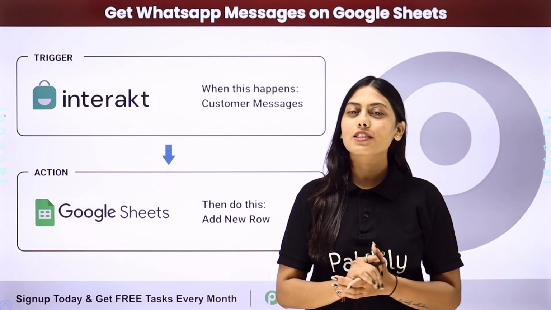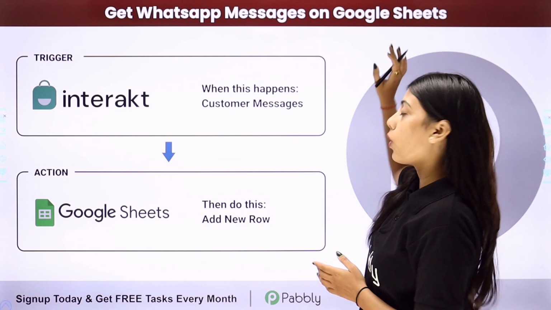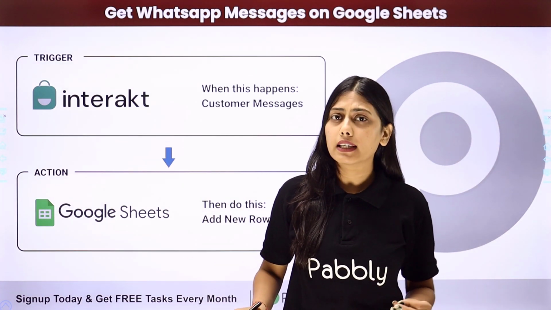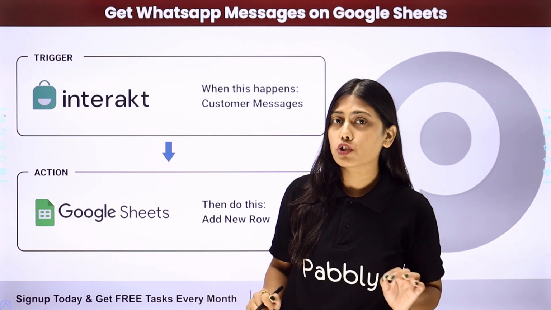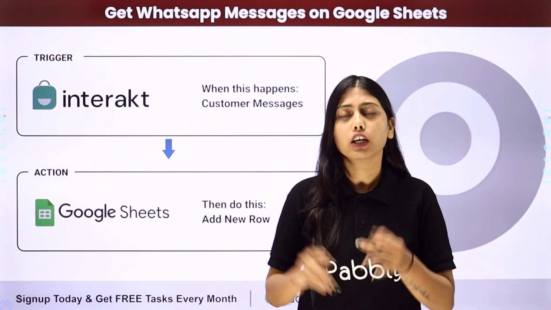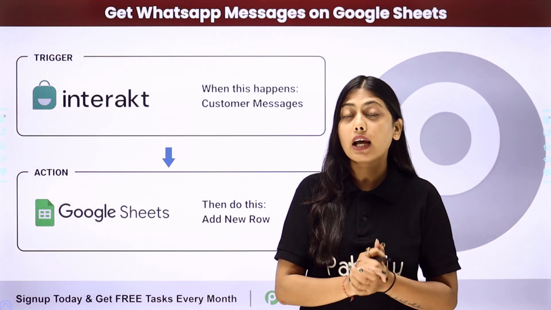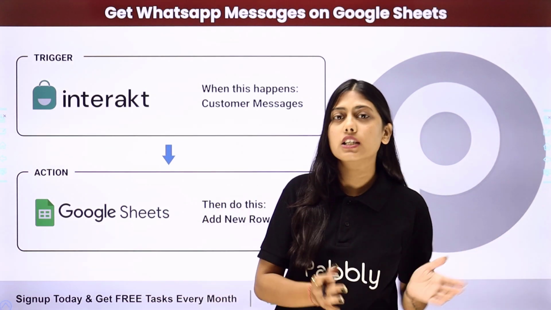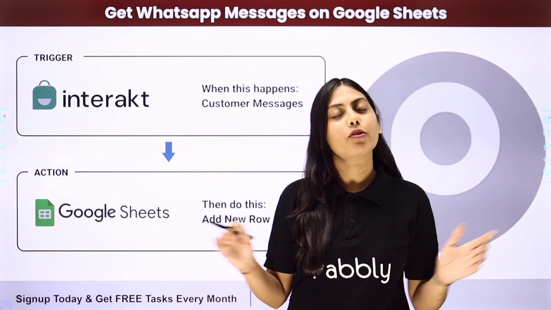Hello everyone, so in this video we are going to learn how you can get WhatsApp messages in Google Sheet. Let's say that you are collecting suggestions or feedback from your customers, and only those specific messages about the suggestion or the feedback you want to collect in a separate Google Sheet for future reference. But rather than manually copying the message and pasting it in the sheet or spreadsheet, you can create a complete automation with the help of Pabbly Connect.